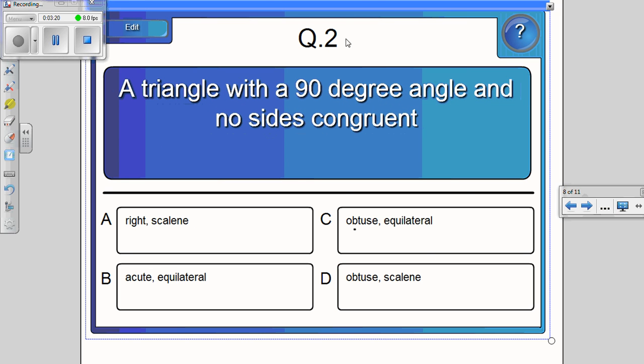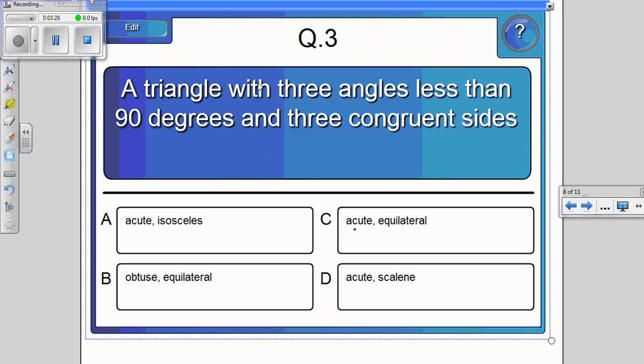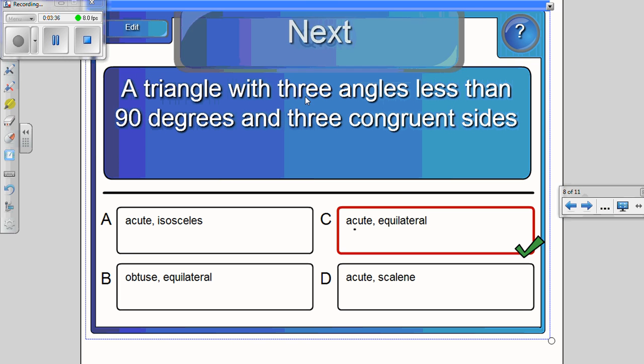Alright, next question. A triangle with a 90-degree angle and no sides are congruent. So that'd be right. Scalene means no sides are congruent. A triangle with three angles less than 90 degrees, so that's acute. So it's got to be one of these three, and all three sides are congruent. So we know that is an equilateral triangle.